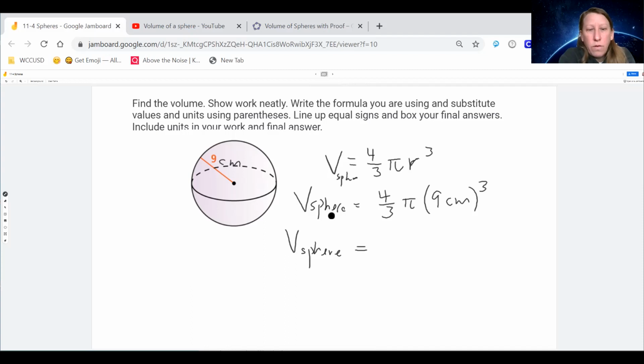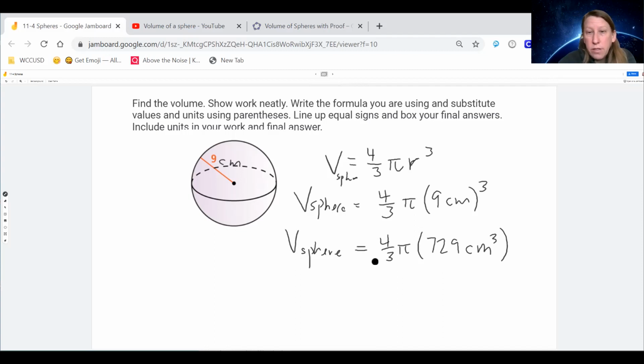So I'm going to use order of operations, and I'm going to do 9 cubed first, which is 9 times 9 times 9, which is 729. And if I do centimeters times centimeters times centimeters, that's going to be centimeters cubed.